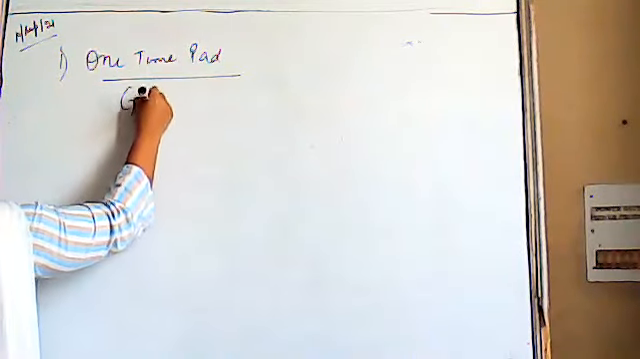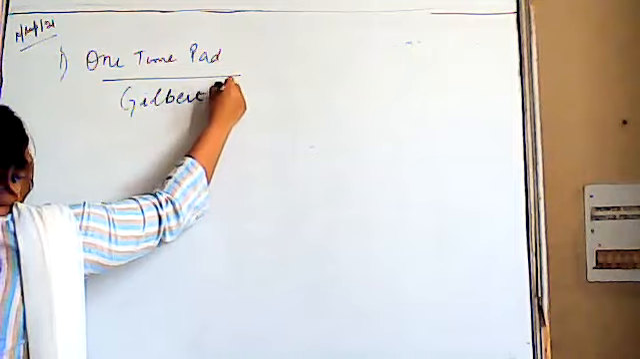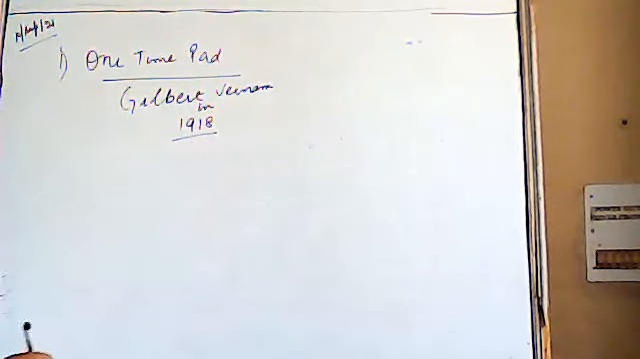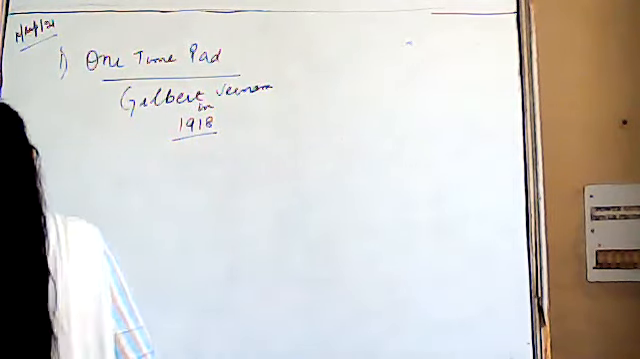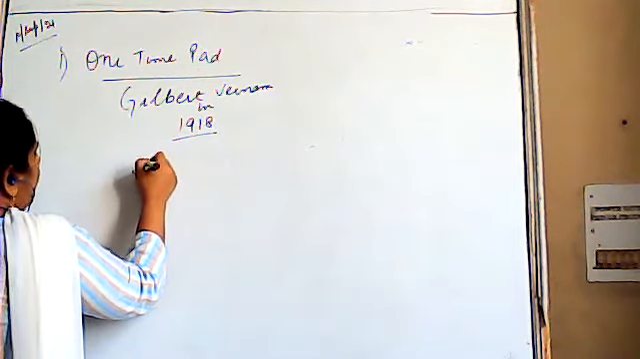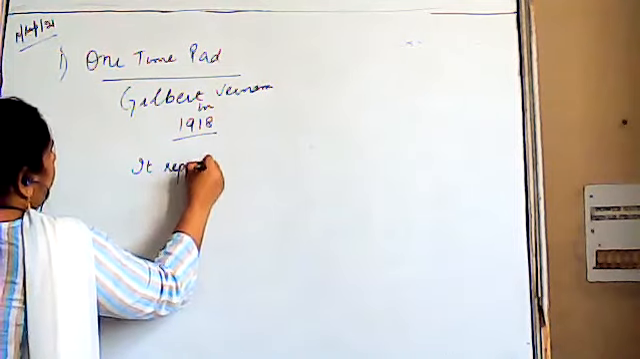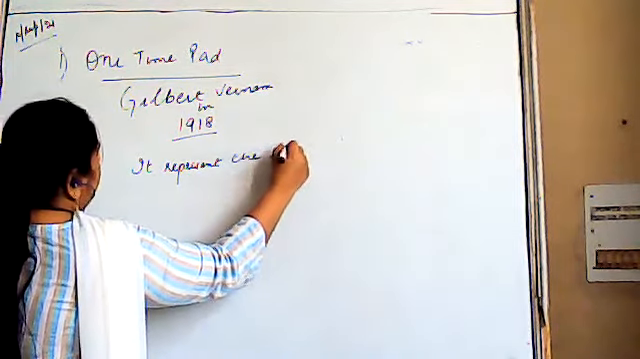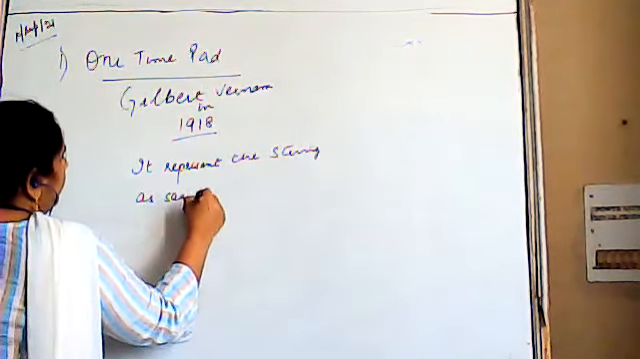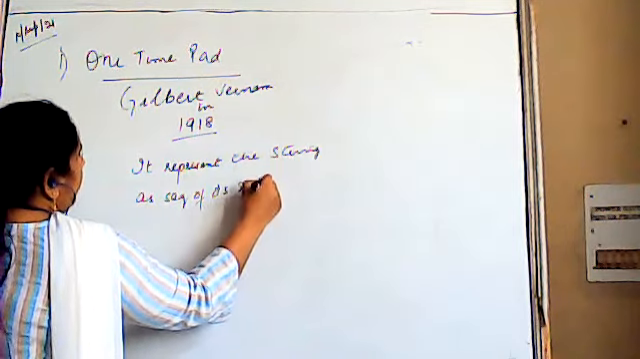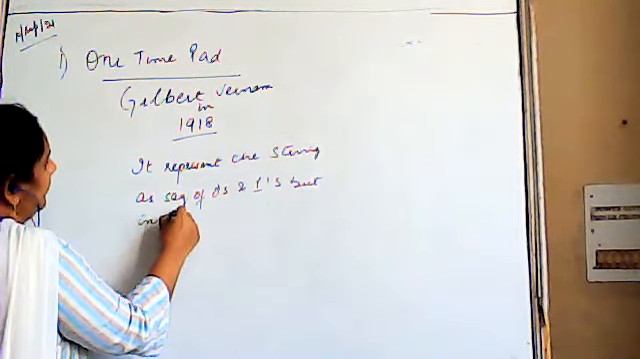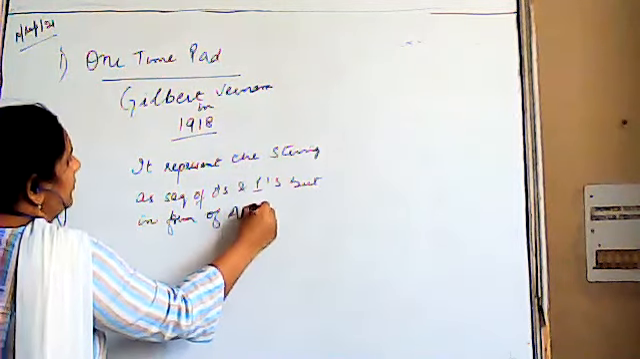This one-time scheme was developed by Gilbert Vernam in 1918, and it represents the string as a sequence of zeros and ones, but in the form of an ASCII code.